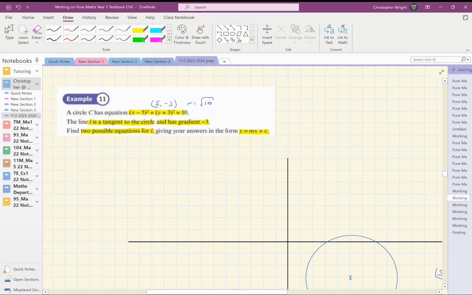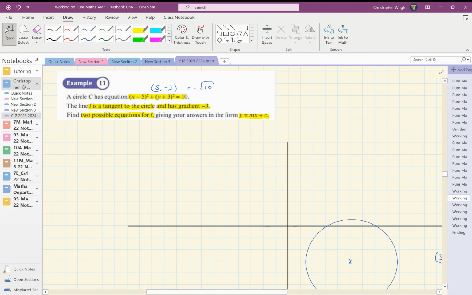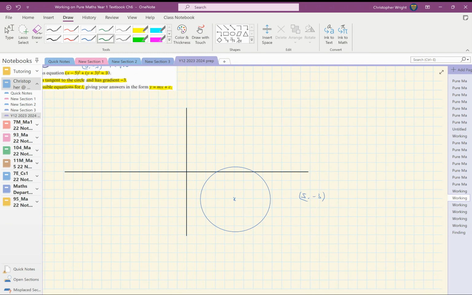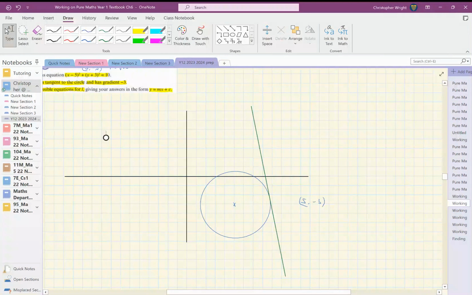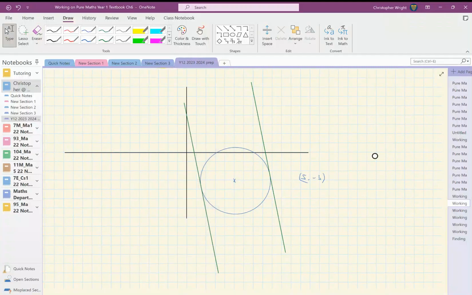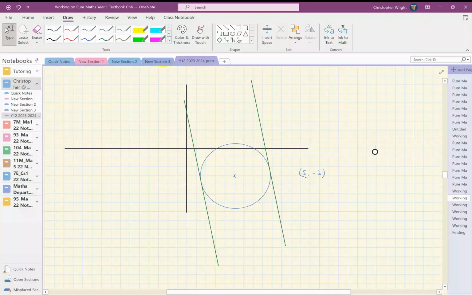We've got to find the equation of the tangent to the circle, which has a gradient of -3. Let's draw that. So it's a tangent to the circle. It has a gradient of -3. So it's going to look something like that. And of course, there are two tangents to the circle which have a gradient of -3. Here's the second one. There it is. And we've got to find the equations of these two green lines.